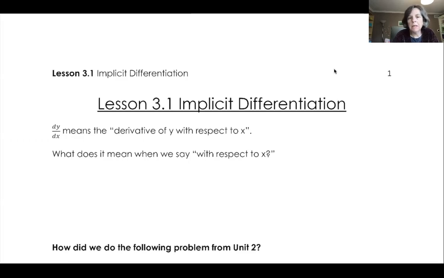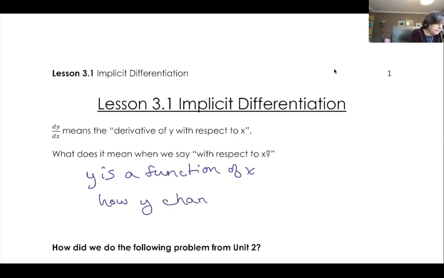Hey class, so this is going to be a lesson on 3.1 on a type of differentiation called implicit differentiation. We've talked about the notation dy dx before. It means the derivative of y with respect to x. And when we say with respect to x, what that means is that y is a function of x. And so we're looking for how y changes as x changes. Okay, so that's what that's telling us.